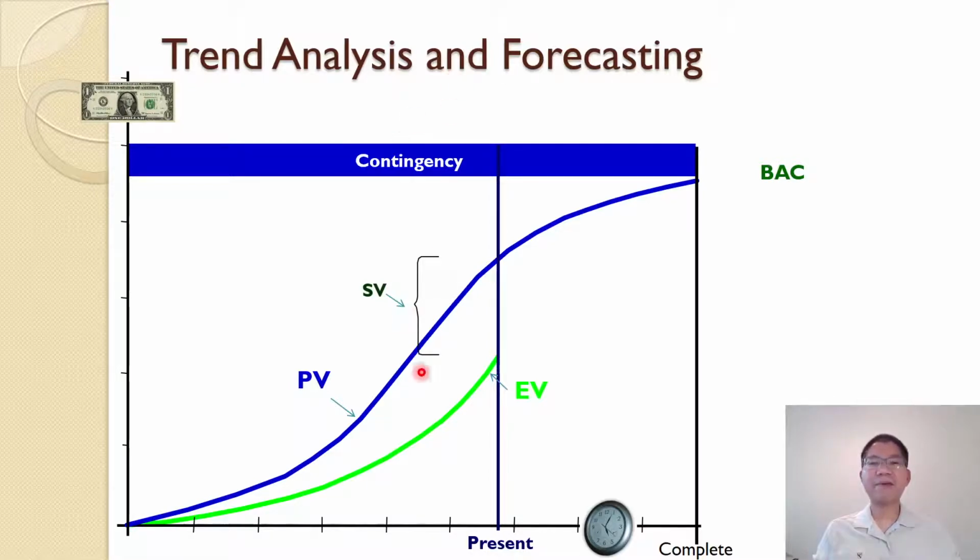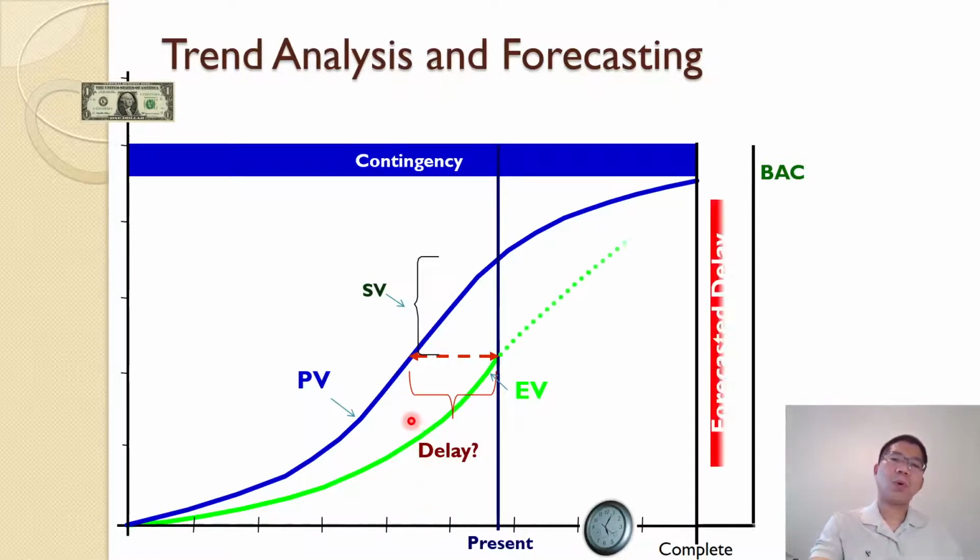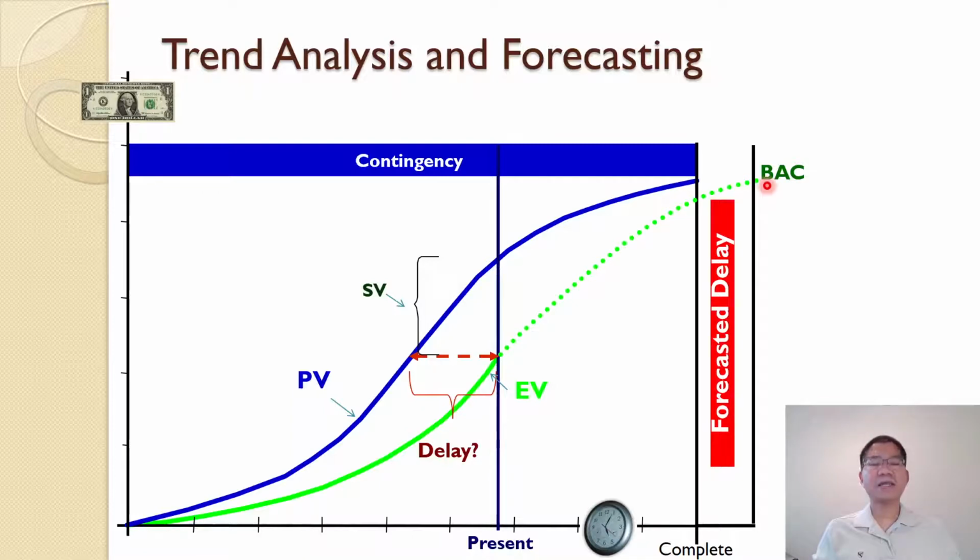In this case, the planned value at the present day is more than the earned value. That shows the schedule variance, and that shows the project is behind schedule. Whether we measure the delay in this scenario as the gap here on the horizontal axis, or we measure the delay at the end, in this case we tend to measure delay at the end. That tells you at the end of the day, the bottom line, how much the project is delayed, the forecasted delay that you can see there.